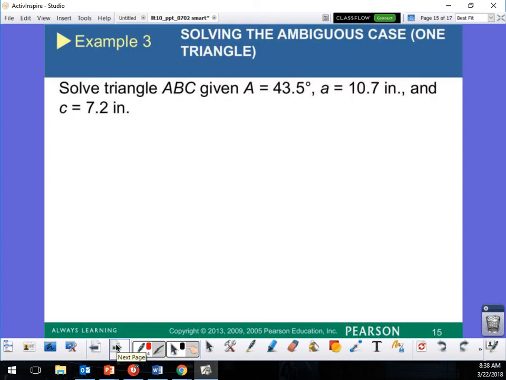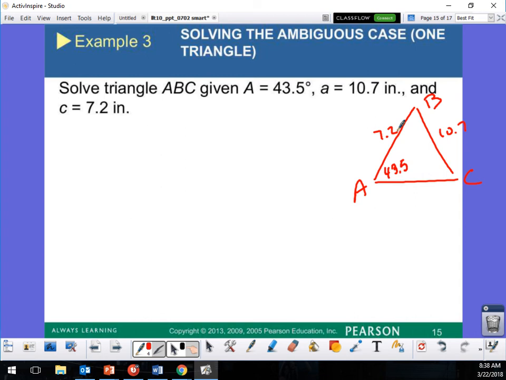Okay, given this one right here. So for this, I have again sketch something so I know where everything should go. So A is 43.5, little a is 10.7, and C is 7.2. Is that 49? It's 43.5.